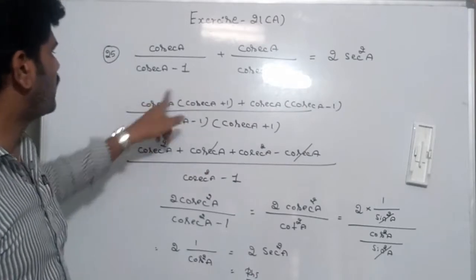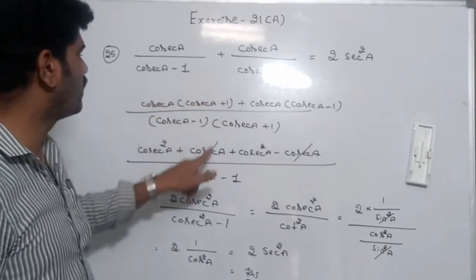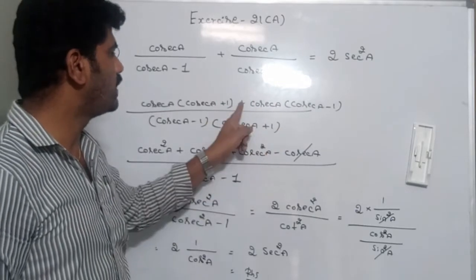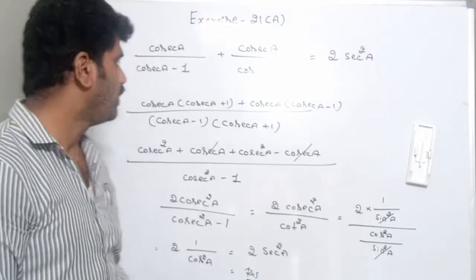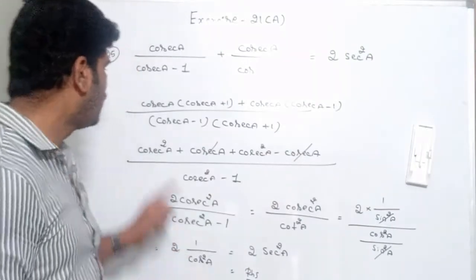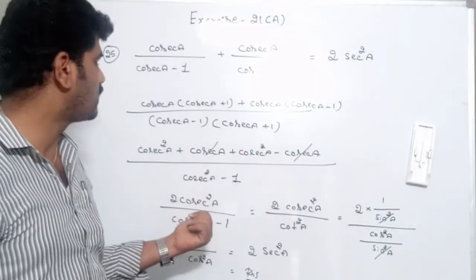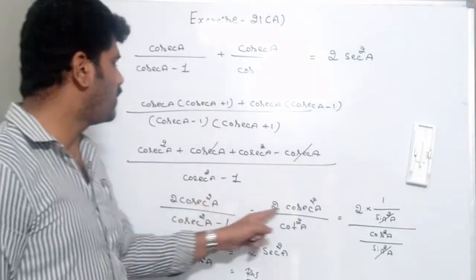Then multiply: cosecant A into cosecant A is cosecant square A, plus cosecant A into 1, cosecant A, plus cosecant A into cosecant A, cosecant square A, plus minus cosecant A into 1, minus cosecant A. Then plus cosecant A minus cosecant A get cancelled. Then cosecant square A plus cosecant square A is what? 2 into cosecant square A. Cosecant square A minus 1 I wrote as it is.